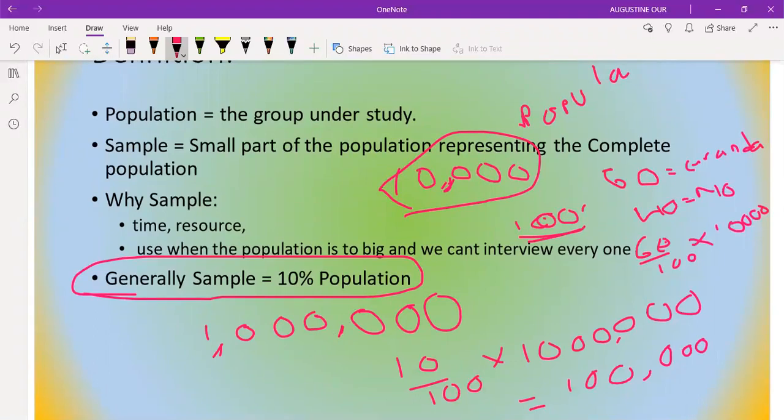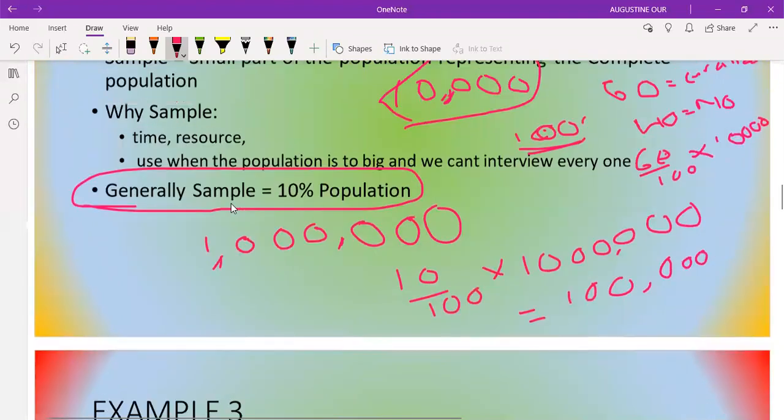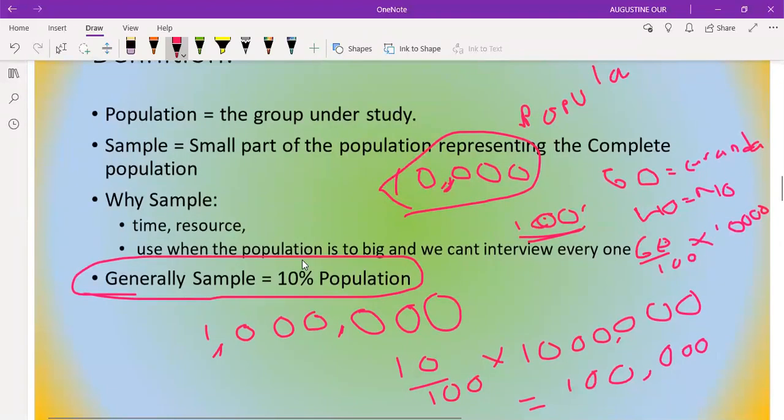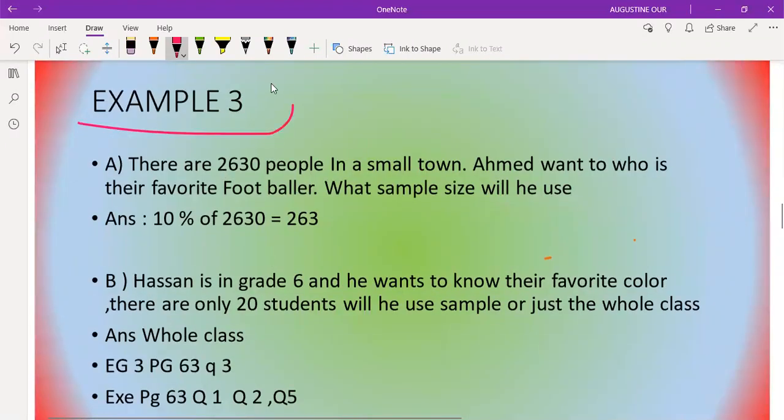But also, I want to point out something before I continue: you only use a sample when your population is too big. Too big. We cannot interview everyone. So you only use a sample, guys, when the population is too big. What do I mean by too big? 100 and above, okay? That's when you start using a sample. When the population is 100, you start saying, okay, I cannot interview everyone, I'll interview 10% of the population. That's it.